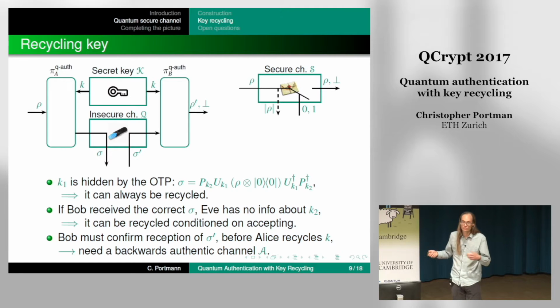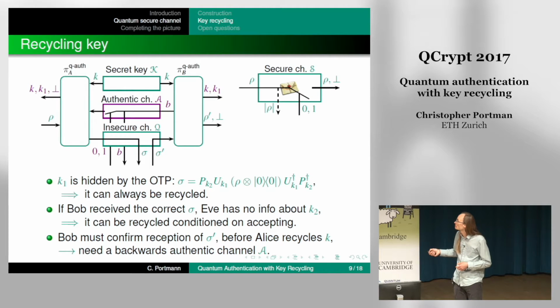If Alice recycles her key too soon, or uses it in another protocol, the adversary might get it, and then be able to break the authentication scheme which is being used here. So we're going to need a backward authentic channel. We have to change our real system if we want to do key recycling, so that we have a secret key and a backward authentic channel, where Bob will just send one bit of information saying, it's okay, I've received the message.